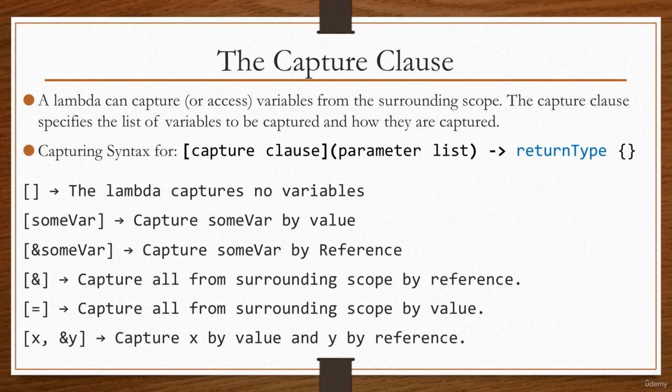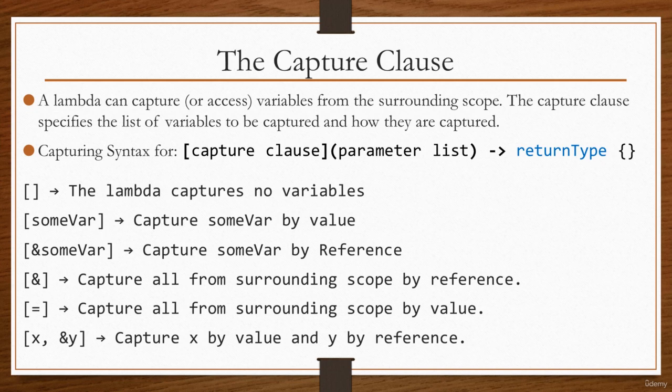Similarly, we can use the assignment operator to capture all from the surrounding scope by value. And of course we can mix this. We can mix capture by value and capture by reference. You can, for example, mix capture all from surrounding scope by value. Then you can also capture a specific variable by reference if you want to do that. So you can mix these. The capture clause is basically a list, a comma-separated list of variables to be captured.